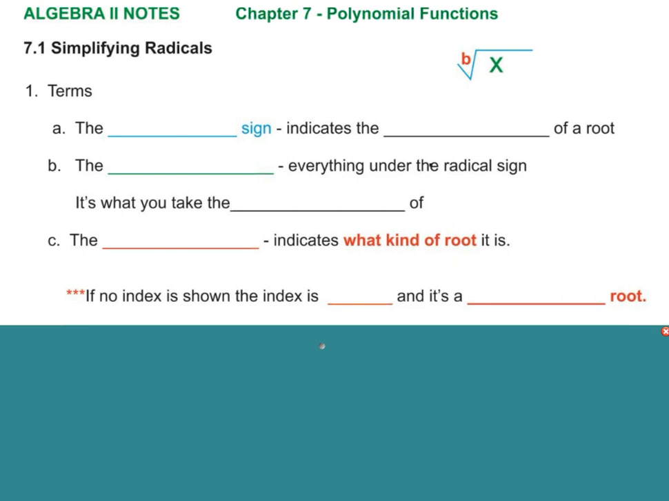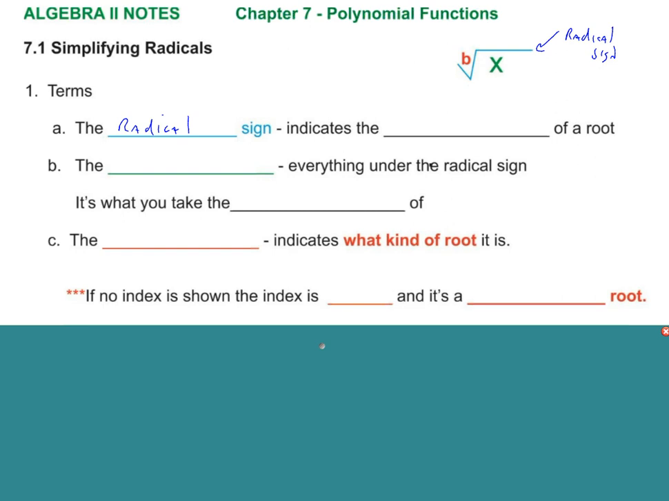Let's start off with some basic terms. If you look off to the right here, hopefully you'll understand and remember what everything is. And so first off is the radical sign. A lot of people call it the square root symbol, but remember, square root is only one of the possible roots, and so the symbol itself is a radical sign.